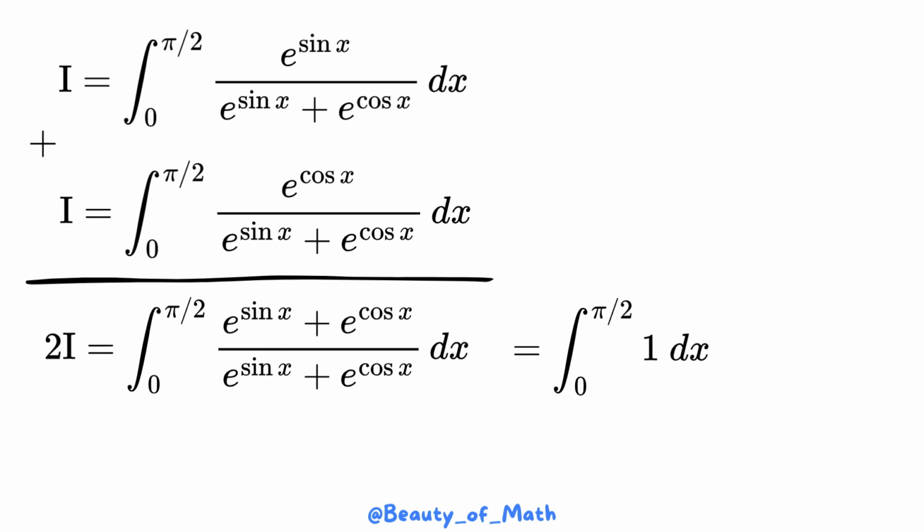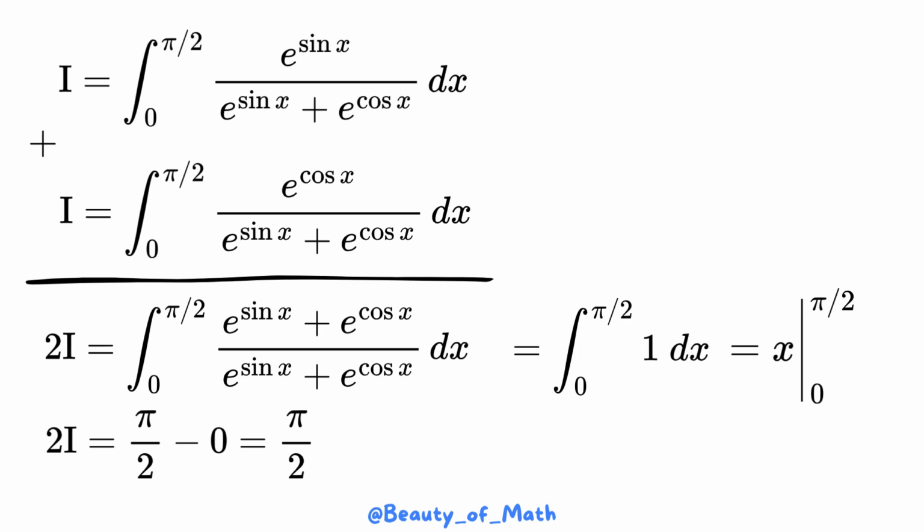The integral of 1 with respect to x is simply x. When we evaluate x from our lower limit of 0 to our upper limit of pi over 2, we get pi over 2 minus 0, which is just pi over 2. Remember, this value equals 2I. So, to find our final answer for our original integral, we simply divide both sides by 2. 2I equals pi over 2, which means capital I equals pi over 4.